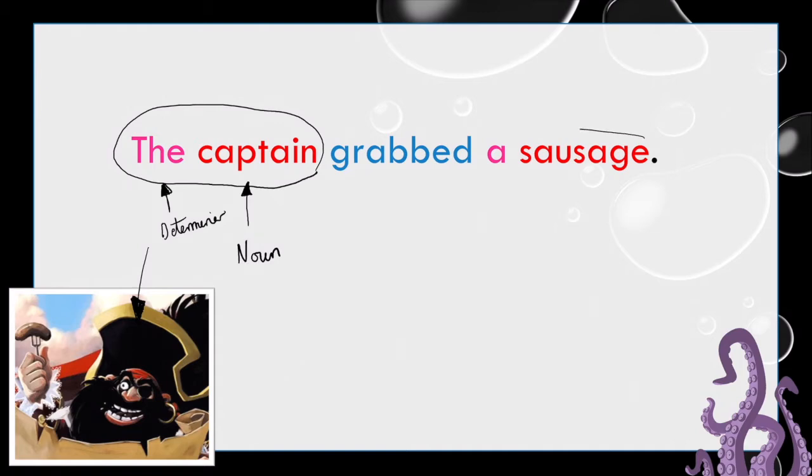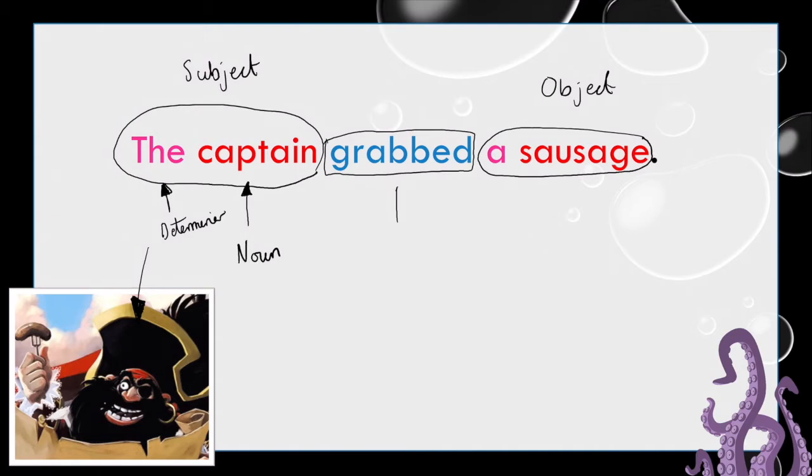There is another noun phrase here. There's a sausage. The sausage features in my sentence, but the sentence is not about the sausage. The sausage is not the subject. This is the subject. This is just an object. And it's not because the captain's alive and the sausage is not. It's because the sentence is telling us who is doing the thing. The subject is the noun that is doing the thing, and the doing of the thing is this word here.